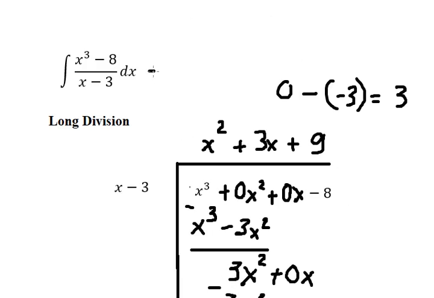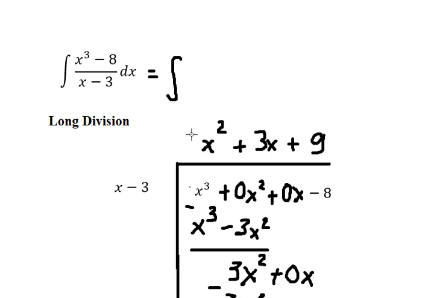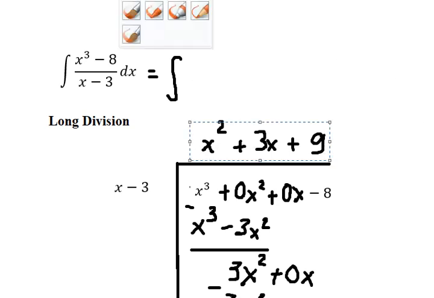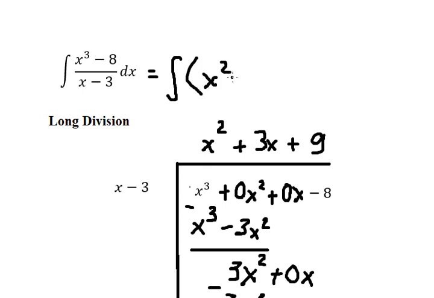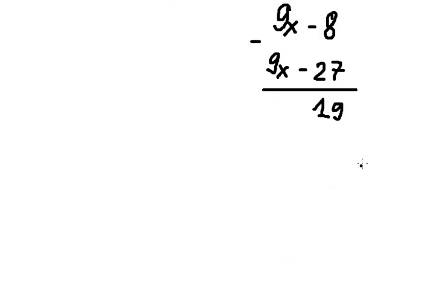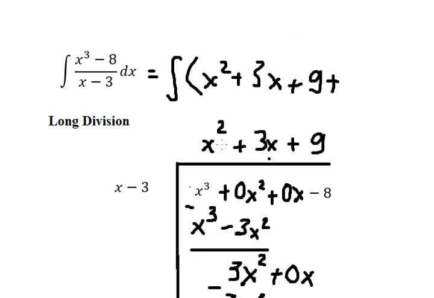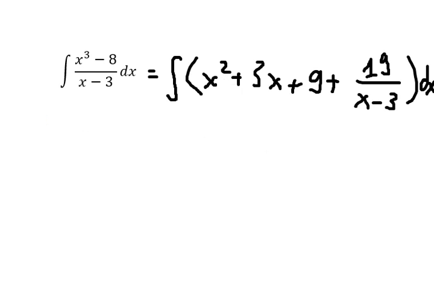And now, this one we can write like this. So I will put this one go in here. About this number 19, the remainder, we need to put over x minus 3, because the numbers in here cannot divide anymore. So we can put like this. So after we have this, we have the formula in here.